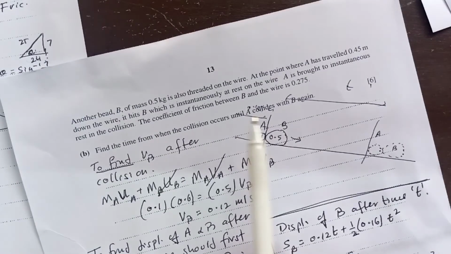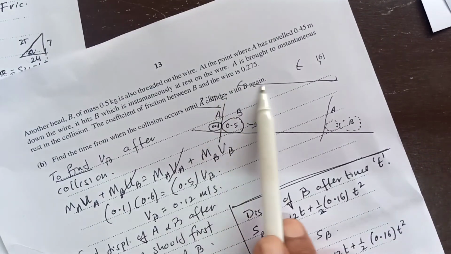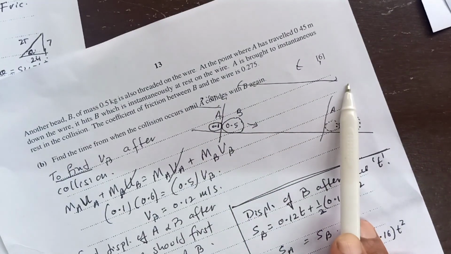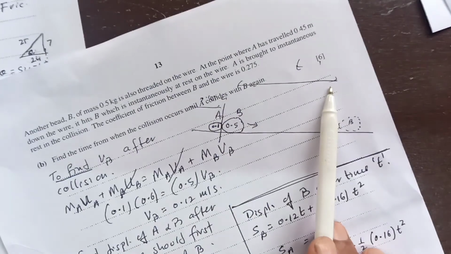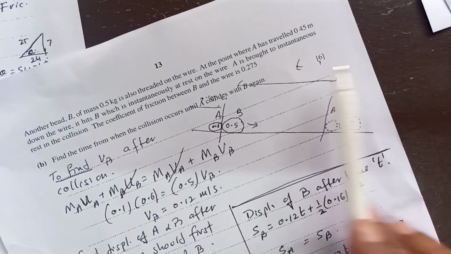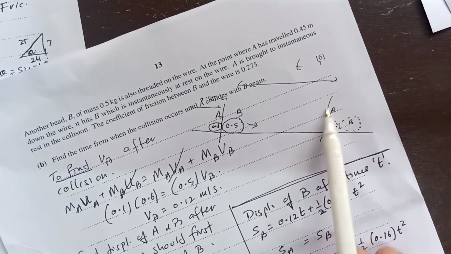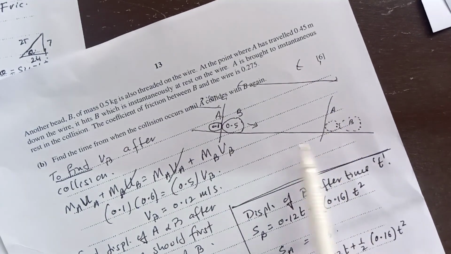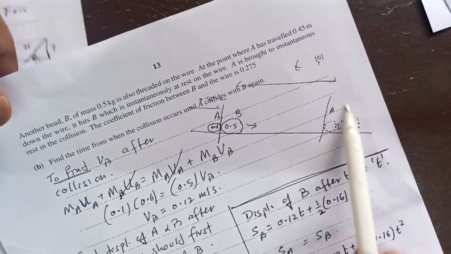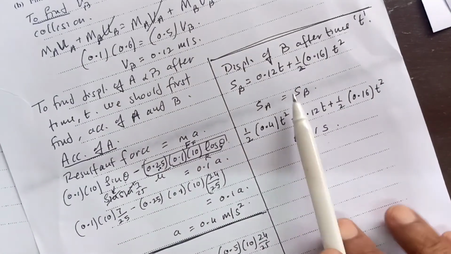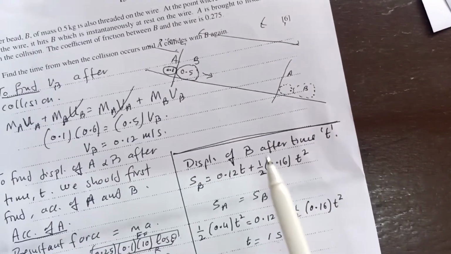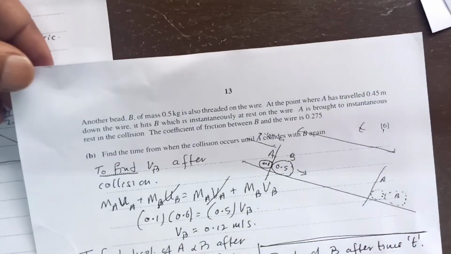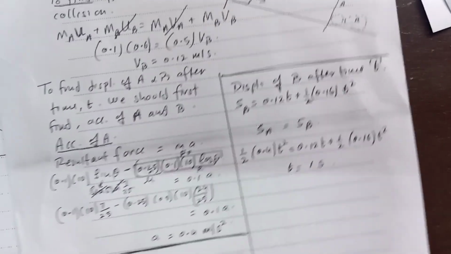Why? Because the displacement of A after collision is the same as the displacement of B after collision, because at time t they should have the same displacement so that they can meet again. This is why we have to equate both displacement of A and displacement of B. Okay, this is how we have fun with maths. Okay, bye-bye.